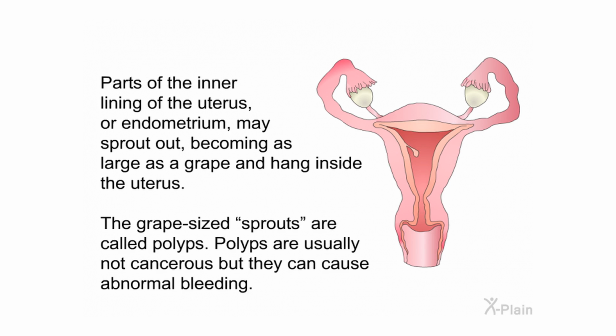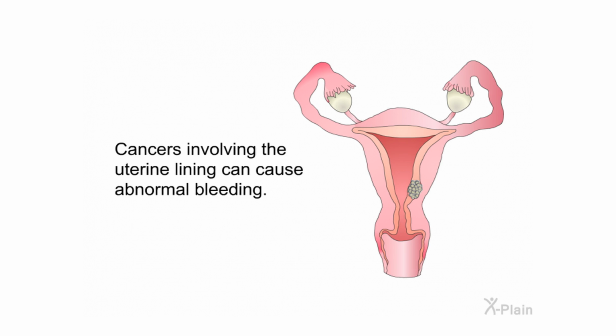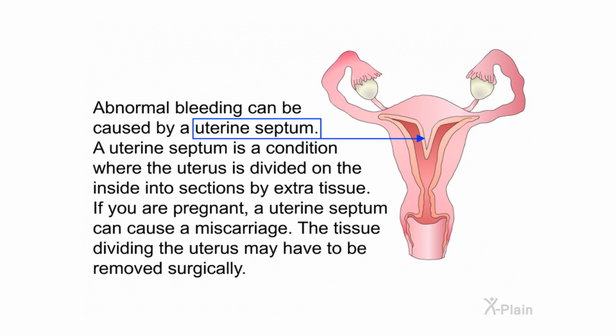Parts of the inner lining of the uterus or endometrium may sprout out, becoming as large as a grape, and hang inside the uterus. The grape-sized sprouts are called polyps. Polyps are usually not cancerous, but they can cause abnormal bleeding. Cancers involving the uterine lining can cause abnormal bleeding. Abnormal bleeding can be caused by a uterine septum.